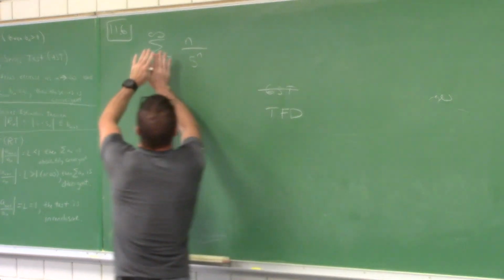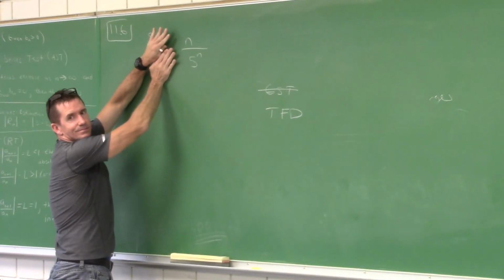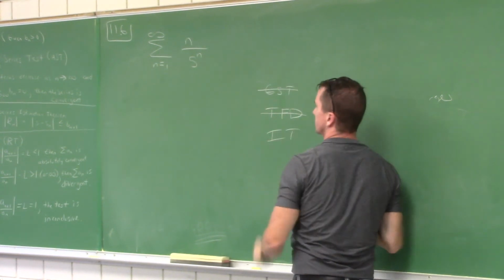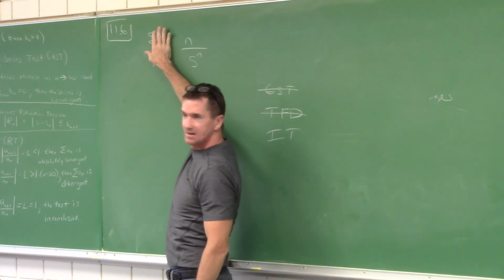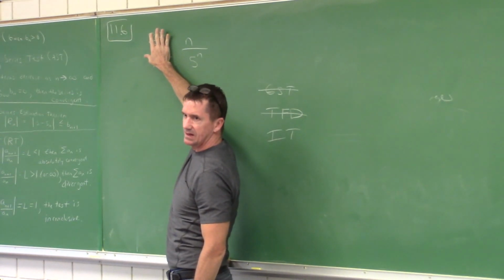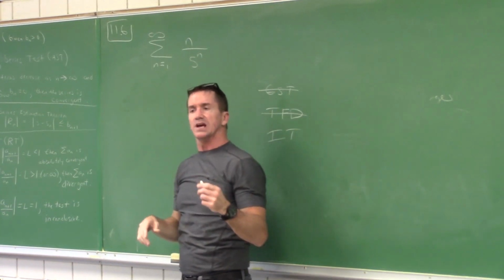Well, what's the limit of that sequence? Going to 0. I can't use that. How about the integral test? Does anybody know how to integrate that? I know we're sitting there going, oh, we don't integrate stuff like that. So this is where the ratio test can be really handy.